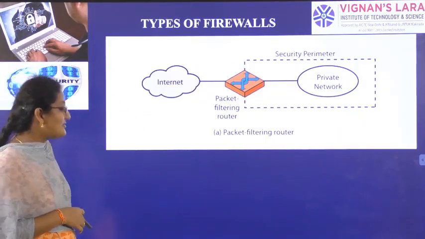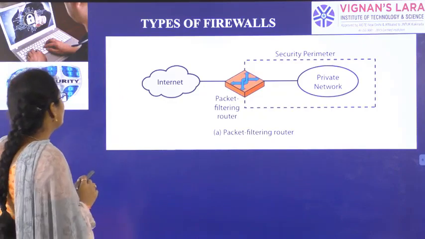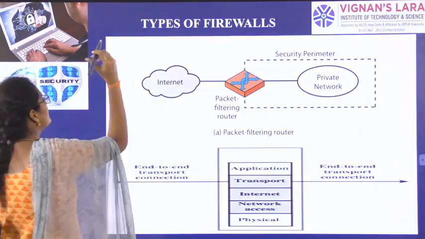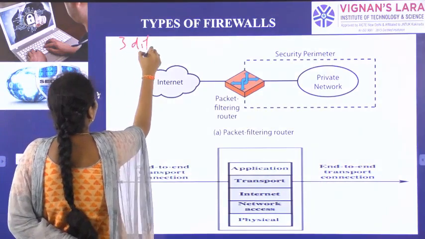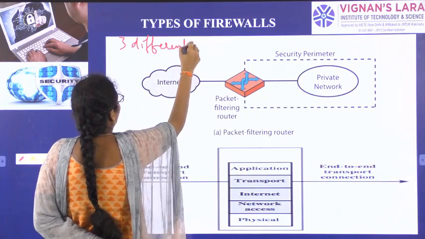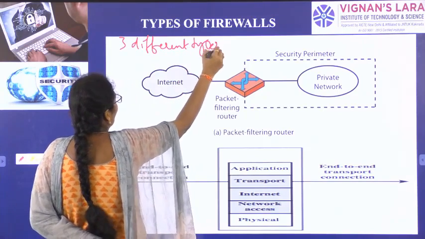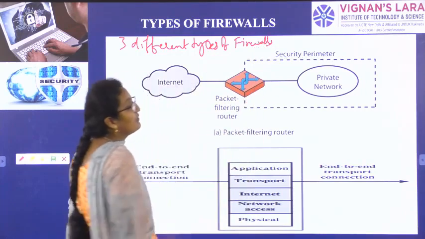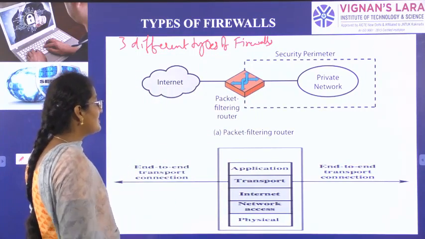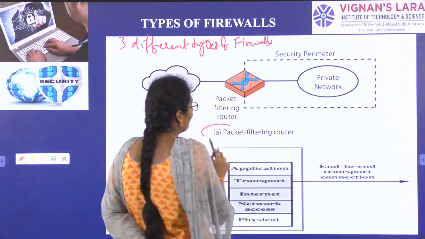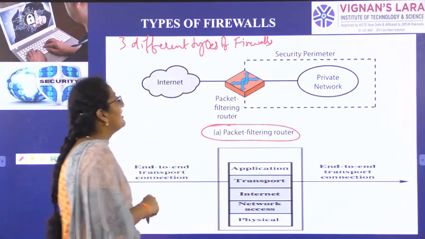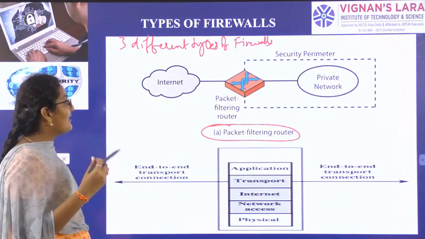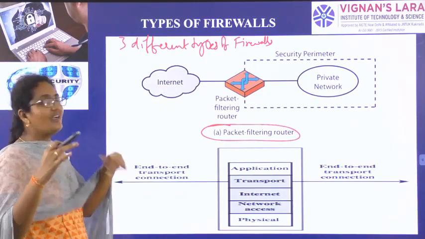So next one is types of firewalls. If you see here, we will have three different types of firewalls. In that, the first one is the packet filtering router. And a firewall is nothing but something which acts as a bridge between your network and the internet.